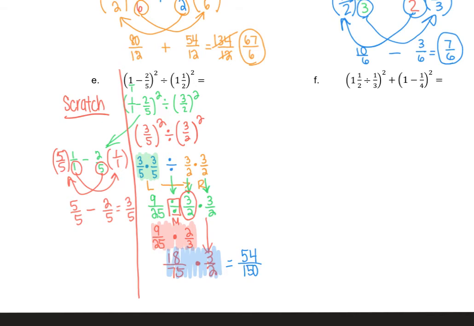Now I have to simplify because I always have to simplify, and since they're both even, I'm going to cut them in half. So 54 cut in half is 27, and 150 cut in half is 75. Both of those are not divisible by 2, but they're divisible by 3. So I divide by 3 and I get 9. I divide 75 by 3 and I get 25. And then I've hit the end of the road and I have 9 over 25.